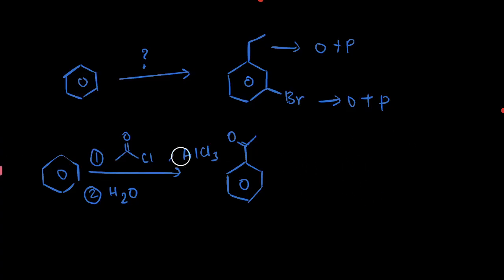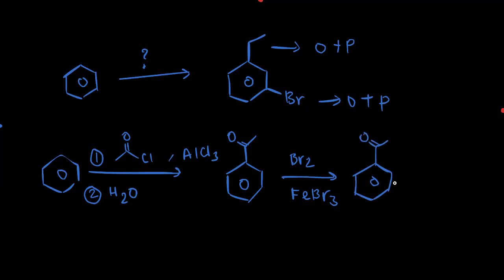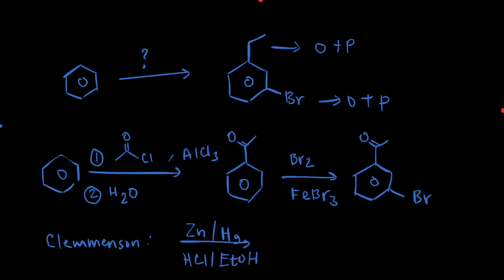So once we have this acylated benzene, what we want to do is go on with our bromination. So let's react with Br2 in FeBr3, which will allow us to attach our bromine on this meta position. And now we can go on to do our reduction. So how can we reduce? Well, we can do either a Clemmensen. Just as a quick recap, the Clemmensen reduction is going to look something like this, where we have our zinc and mercury over HCl and ethanol. So this is the workup for Clemmensen.